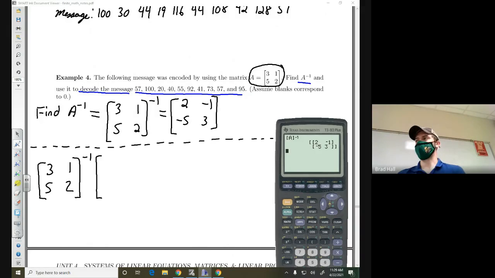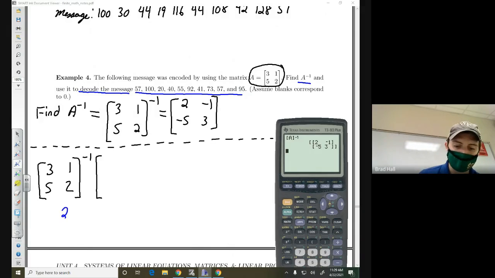The problem, just like we had in the last example, the 57, 100, 20, 40, all that, we cannot write that as one column because the matrix multiplication will not make any sense. So you have to break up the message because it's too large.